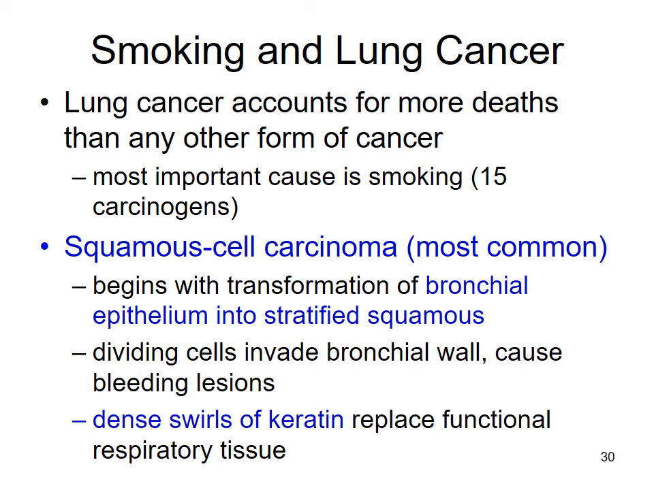We do know that smoking tends to increase your chance of lung cancer because of the high levels of carcinogenics that you expose your lungs to anytime you are puffing on that cigarette or on that e-cigarette. Now, when it comes to lung cancer, there are three main categories. The most common one is the squamous cell carcinoma. This one starts out with the bronchial epithelium transforming into stratified squamous epithelium. And the change in histology actually makes it harder for the lungs to function. What we see happening is that scar tissue or the tough protein keratin will start replacing functional respiratory tissue.